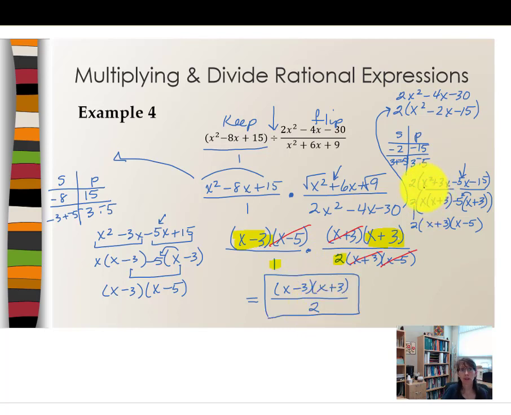So remember that when you have division of rational expressions, you have to change division to multiplication, and the rational expression that comes after it will need to be flipped or inverted.